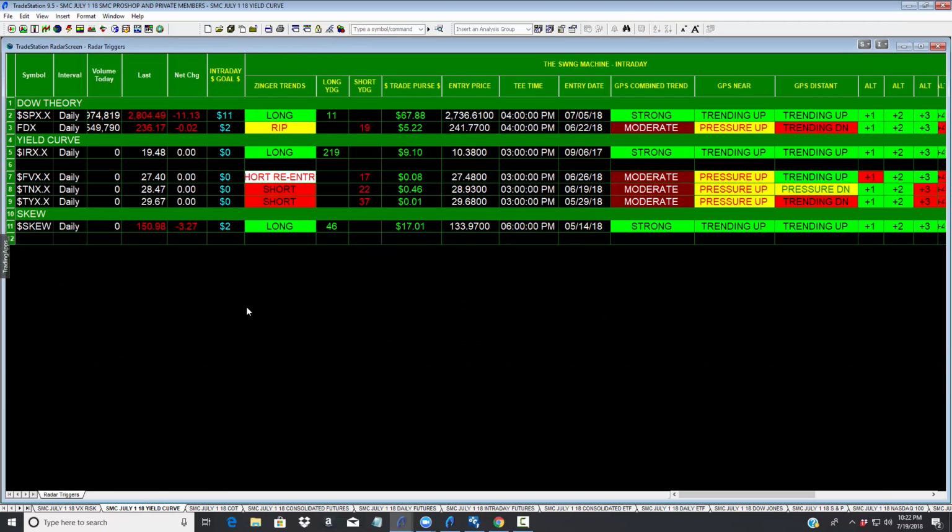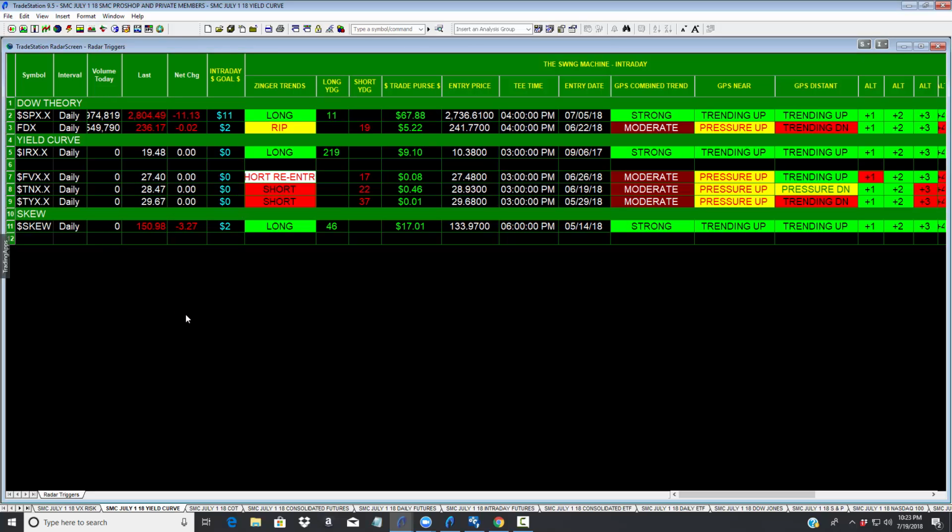But what I want to show you is something that we call the skew. We even have the yield curve, but we're going to talk just about the skew. The skew is giving us a reading tonight of 150, basically 151. And this is not a dynamic number. It's updated every day at 5 o'clock, and it represents the skew of the previous day.